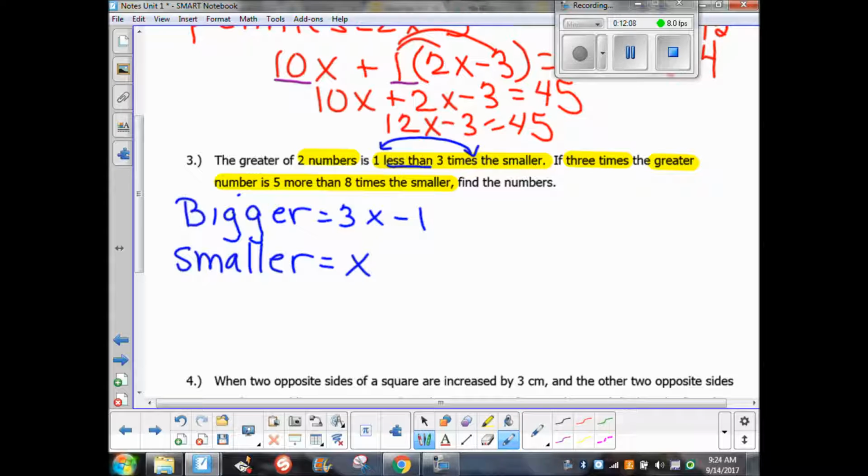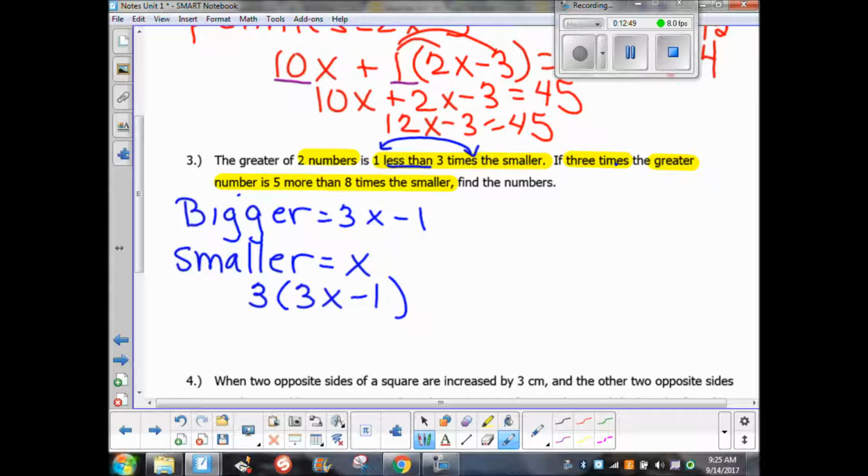Now we read on. It says, this is where they're going to tell us how to write the equation. If 3 times the greater, how can I translate that? 3 times the greater number, or the bigger number. Who thinks they know how to write that? Okay, she said 3 times 3x minus 1. What do we need to put around that 3x minus 1? Yeah, that's 3 times the bigger. 3 times 3x minus 1.